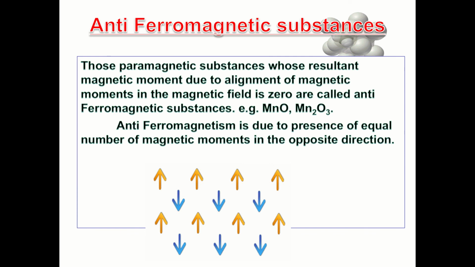When these two, the parallel magnetic moment and the anti-parallel magnetic moment, are aligned in opposite directions, their net magnetic moment becomes zero, and such solids are said to be antiferromagnetic solids. For example, MnO or Mn2O3 are antiferromagnetic solids. So the magnetic moments pointing in opposite directions are equal in number in antiferromagnetic solids.